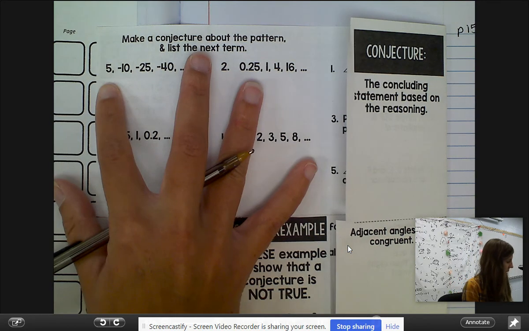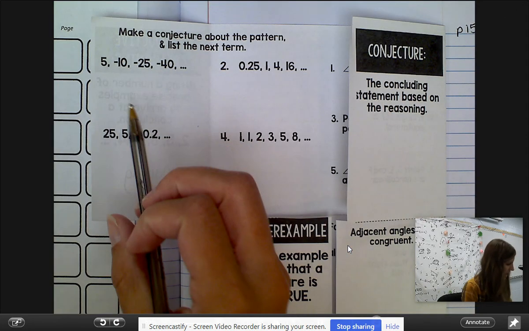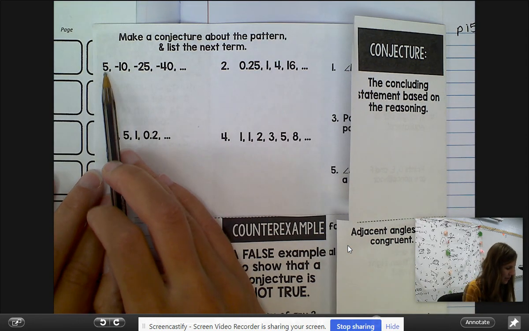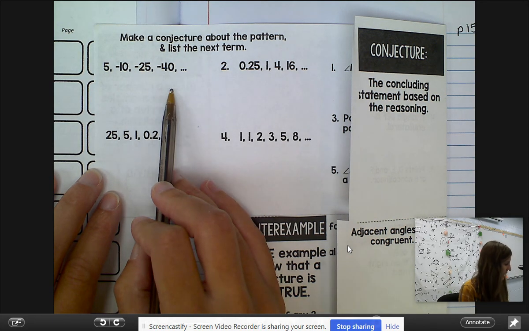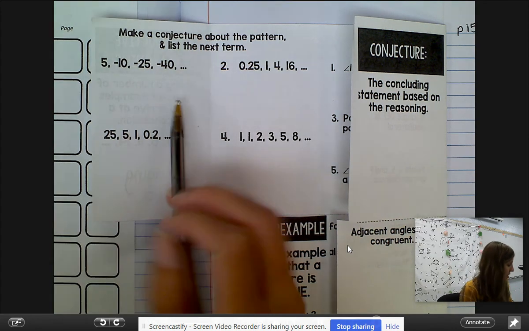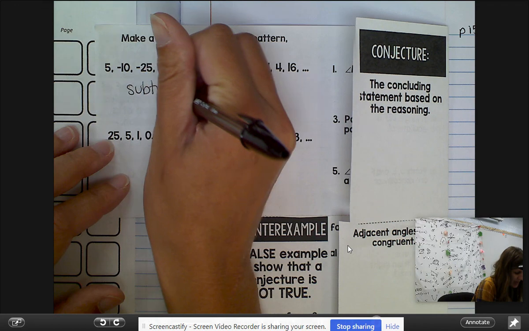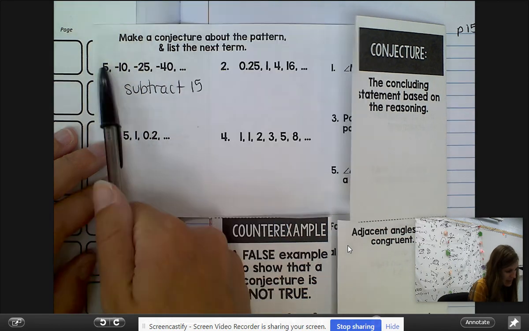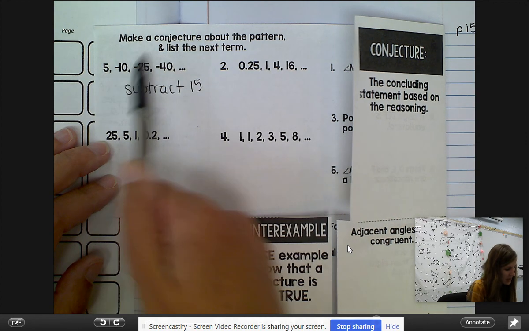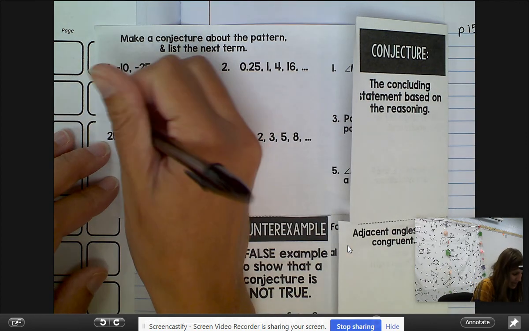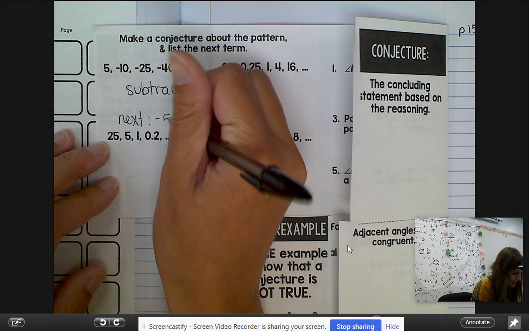So if I look at this first one, we have 5, to negative 10, to negative 25, to negative 40. This one looks like it is decreasing. So I'm going to say subtract 15. That does seem to be the case. If I do 5 minus 15, I'm at negative 10, minus 15 more, minus 15 more, which means that your next term, if I subtract 15 again, would be negative 55.